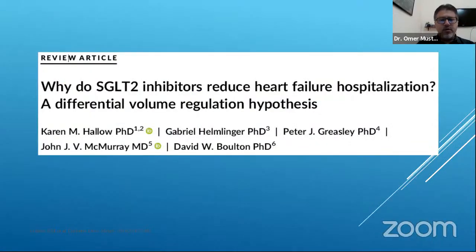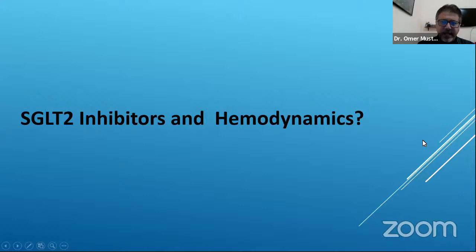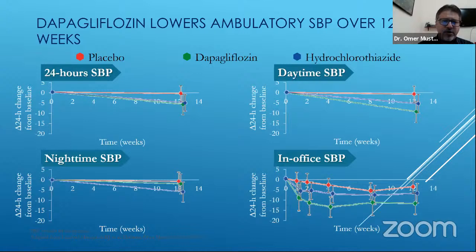So why do these SGLT2 inhibitors reduce heart failure hospitalization? Basically a differential volume regulation. You can see how they regulate the blood volume. There's a gradual volume reduction with a decrease in spikes and a decrease in the interstitial fluid volume. And how do they change the hemodynamics? You can see the 24-hour systolic blood pressure, daytime systolic, nighttime systolic, and in-office readings are all better controlled with the SGLT2 inhibitors.